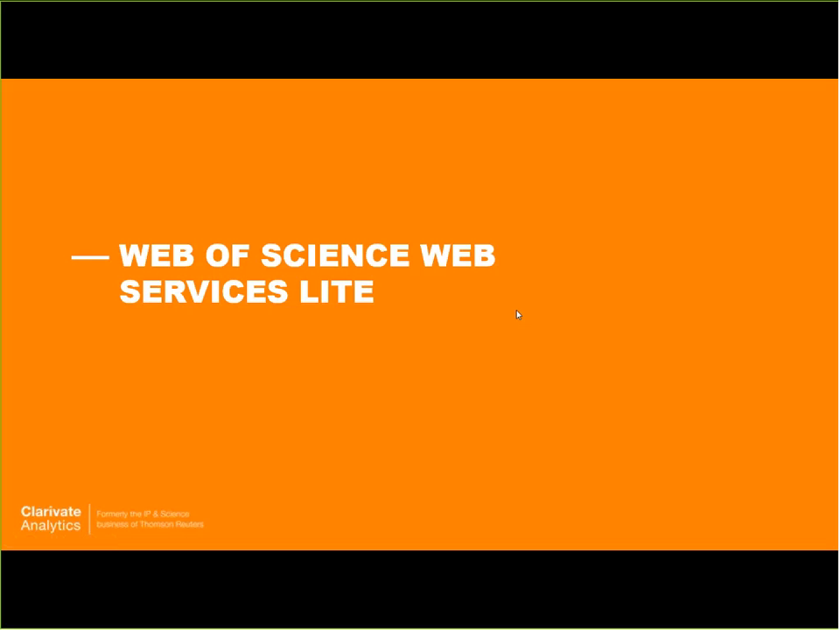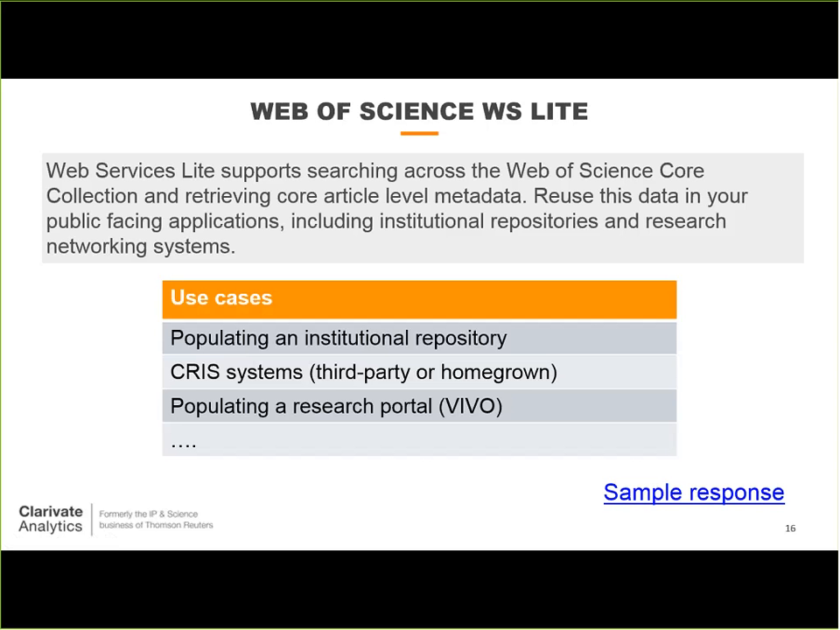Speaking about light, the next web service will be the Web of Science Web Services Lite. And this one is a web service coming from the Web of Science core collection. It will only support data from the core collection, and it will give you the core article level metadata. So then you could use this metadata in your public-facing applications, such as your institutional repository or your research network system like Vivo system. So it would mostly be used to populate your institutional repository.